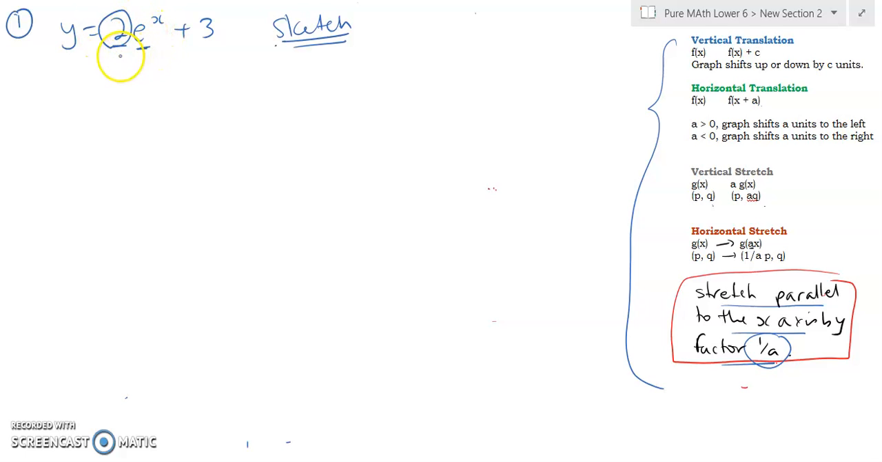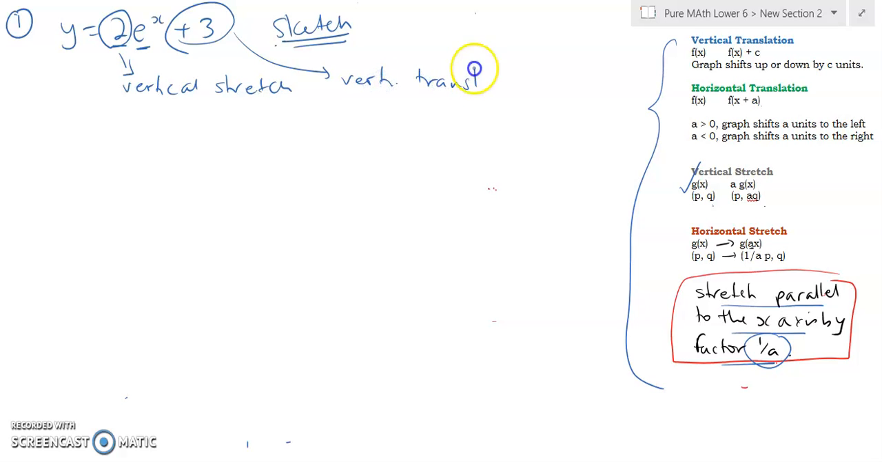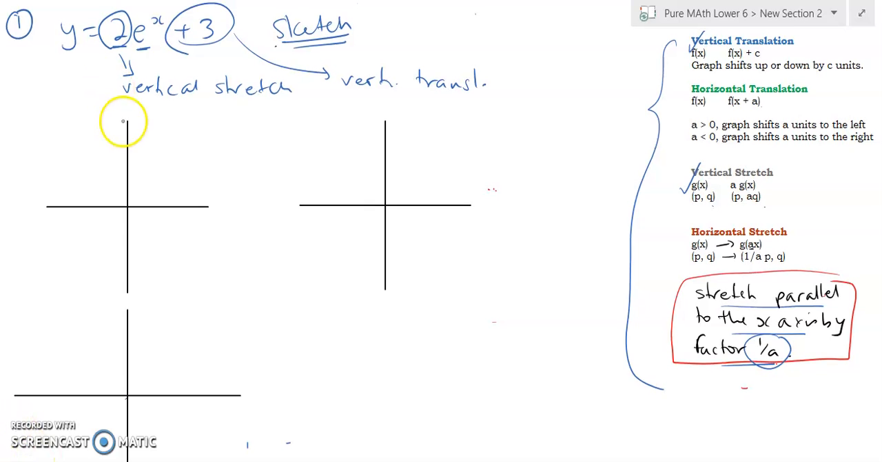This 2 in front of this means that this is a vertical stretch. And this plus 3 here means it is a vertical translation. So let me go about the steps to get this. The first thing I need to do is start with the e to the x graph. So that looks like this. Here, 0, 1. That's y is equal to e to the x.